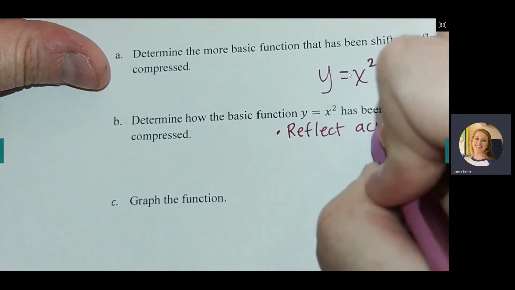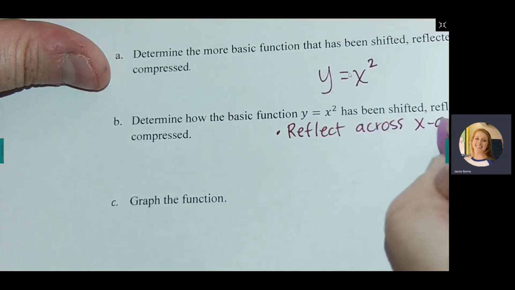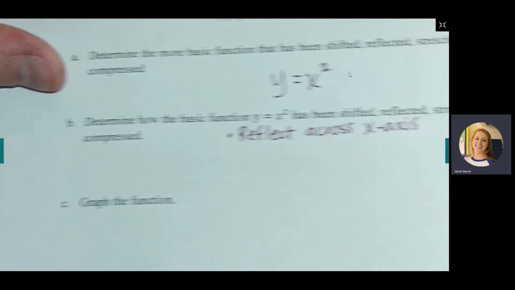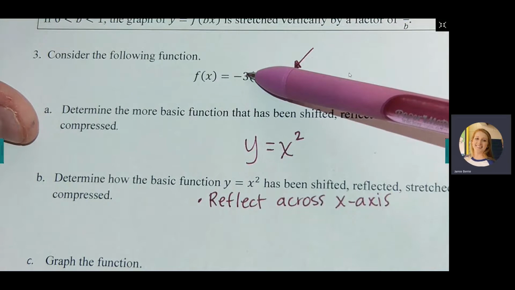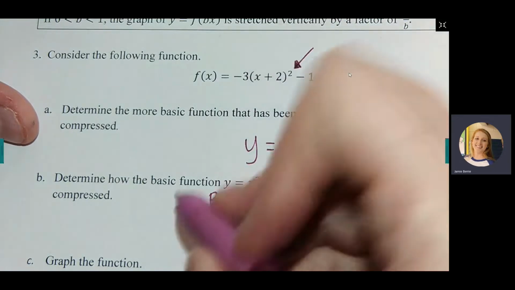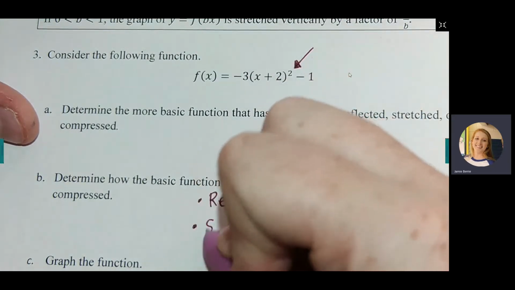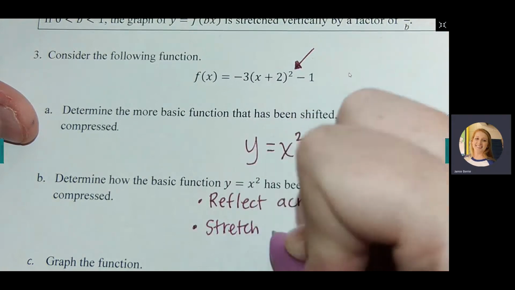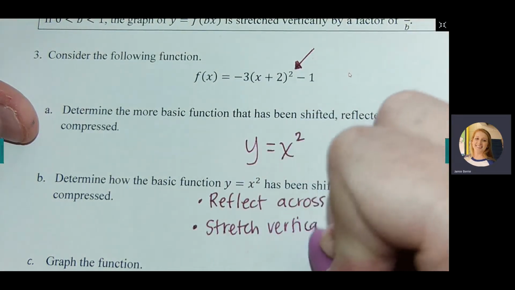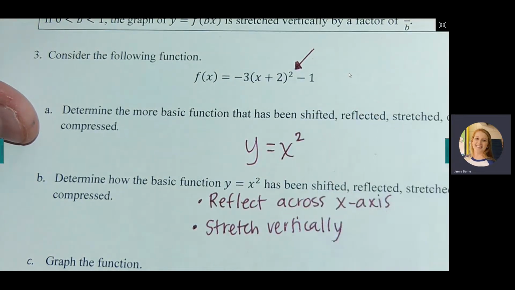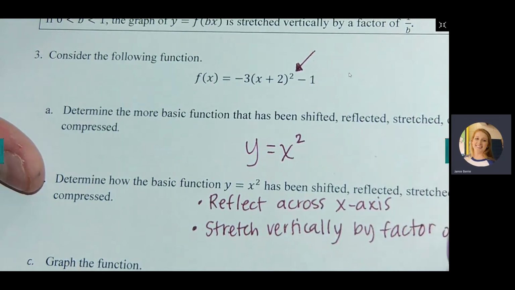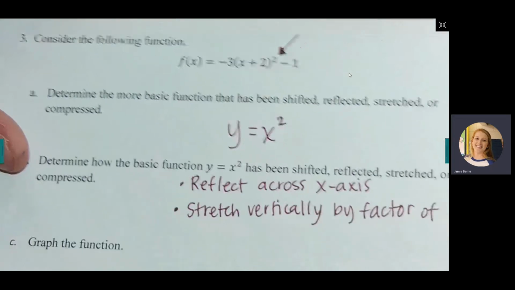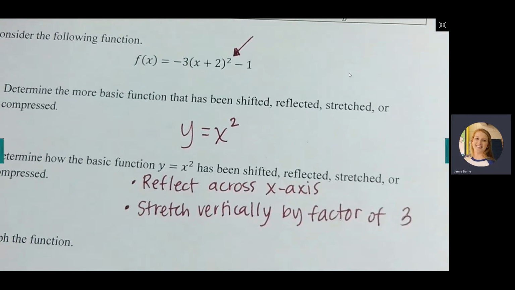X. Reflect across the x-axis. All right, and now a 3, we're multiplying by a 3, a whole number on the outside. Good, stretch vertically. And it's important that you put if it's vertical or horizontal: stretch vertically by a factor of whatever the number is. So in this case, stretch vertically by a factor of 3.